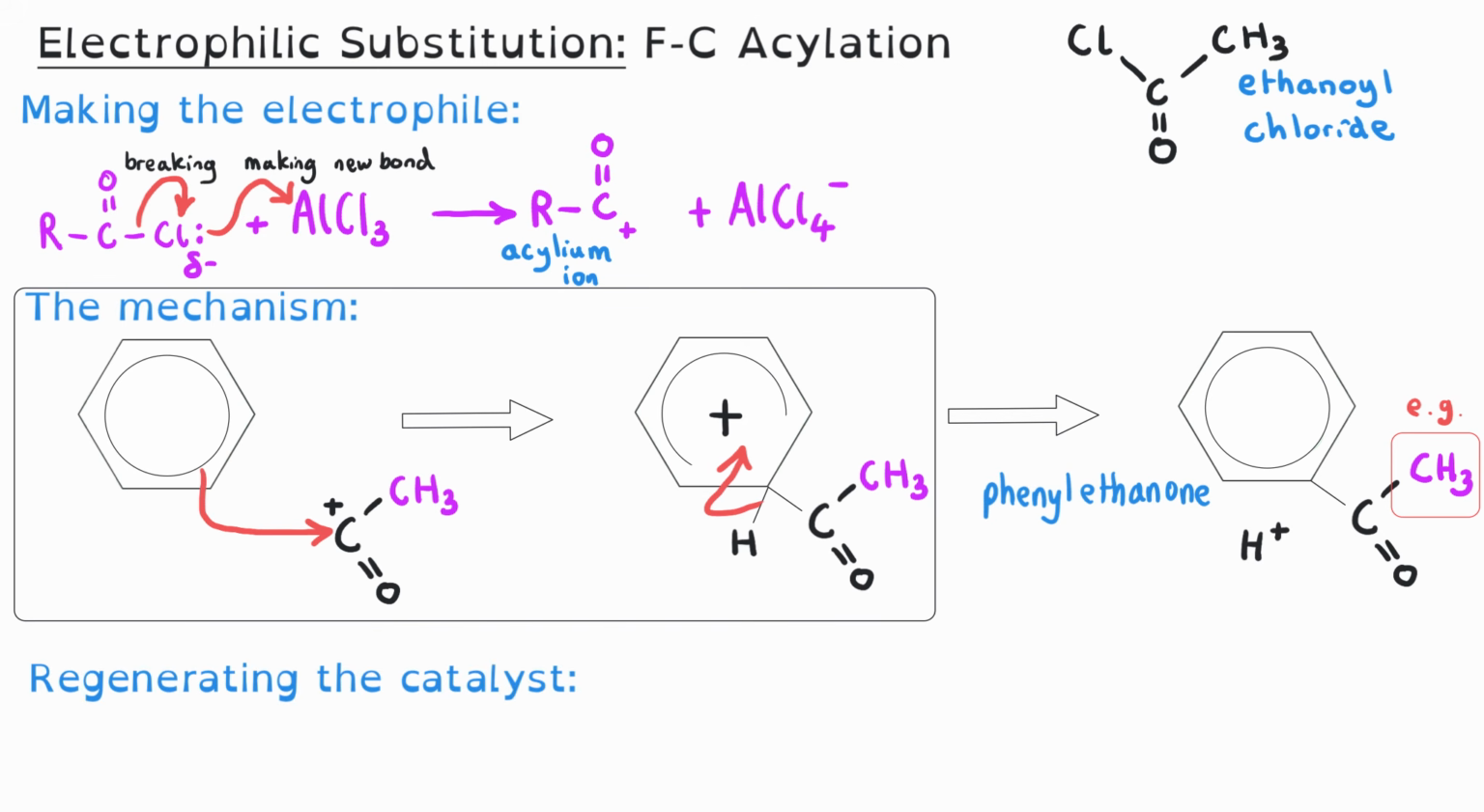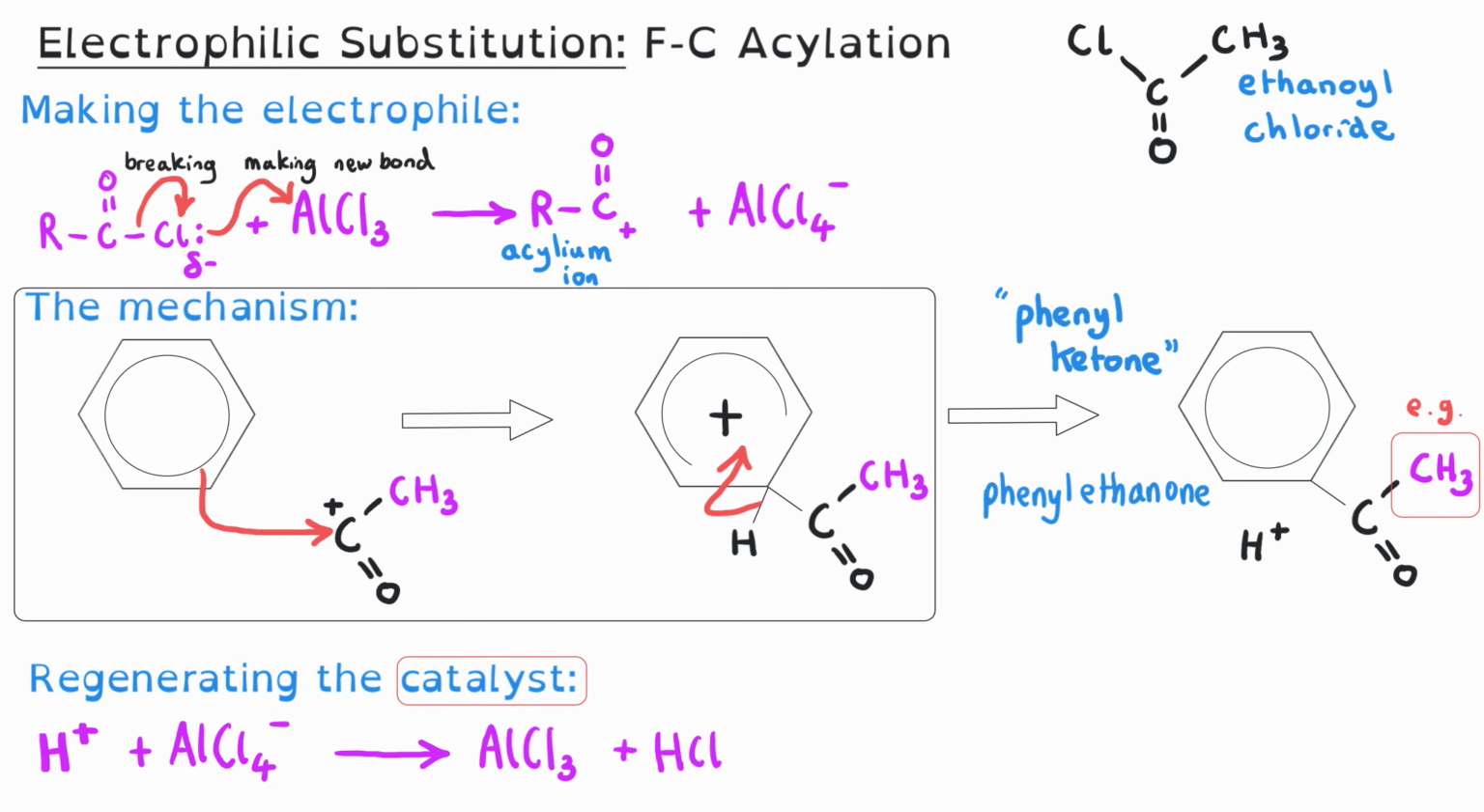And also, as with nitration, the catalyst is regenerated by reacting with the hydrogen ion that has been replaced. And so the hydrogen ion, which is highly reactive, reacts with the AlCl4- that was produced when we made our electrophile in the first place, and this turns into AlCl3, that's our catalyst being regenerated, and also HCl. And so in Friedel Crafts acylation, as well as our phenyl ketone, phenylethanone in this case, we also produce HCl as a byproduct.